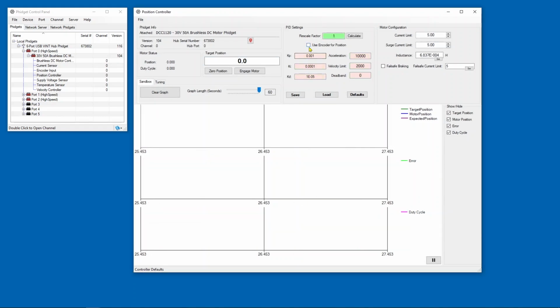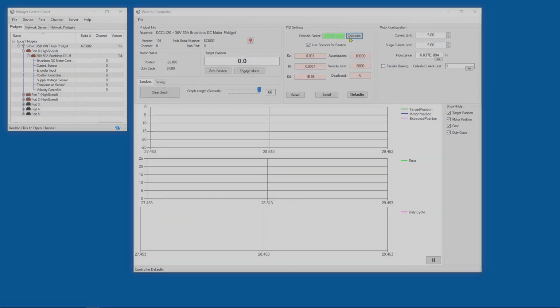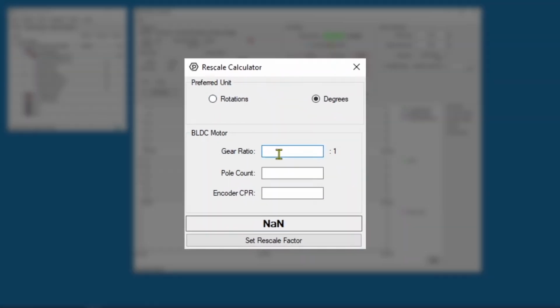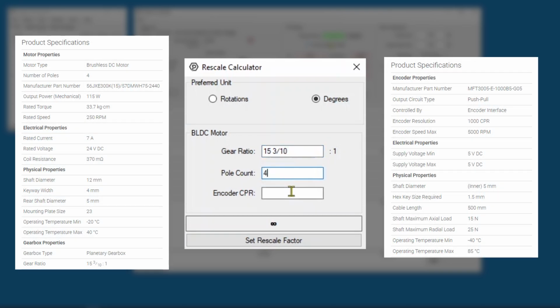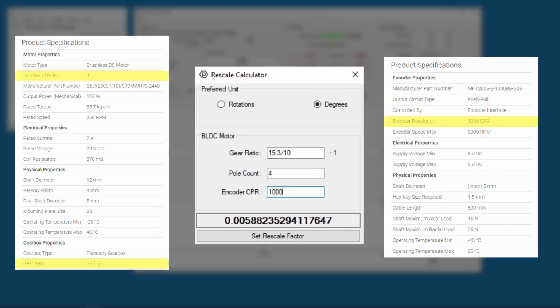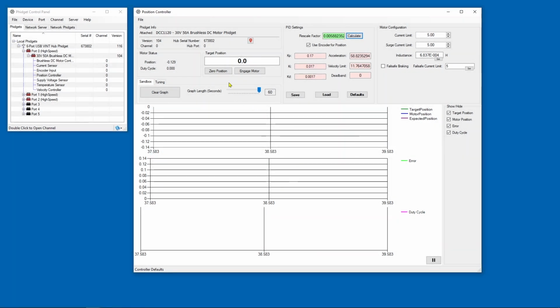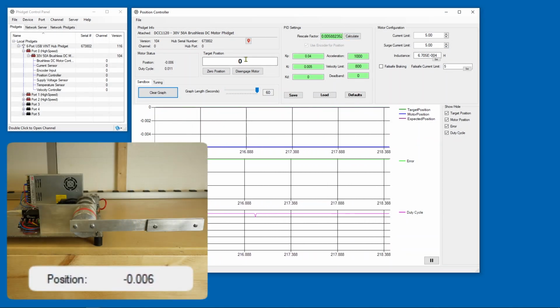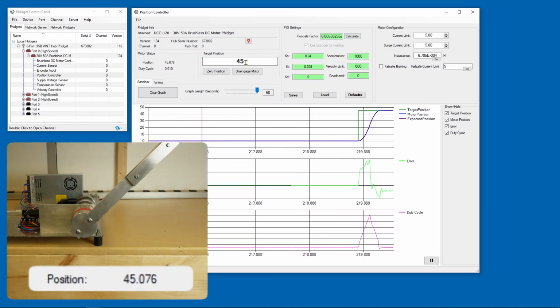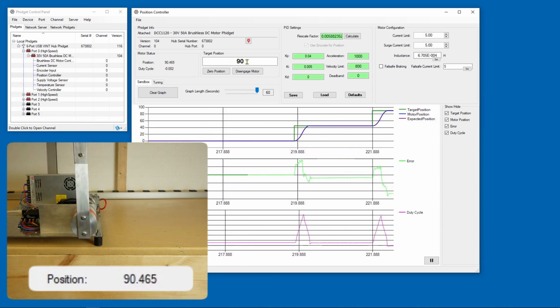In order to calculate the rescale factor we require the motor's gear ratio and number of stator poles, and the encoder resolution if an encoder is being used. These can all be found in their respective specification tables. By inputting the specifications, we can quickly set a rescale value. Now we can enter a target in degrees, and the motor will move accordingly.